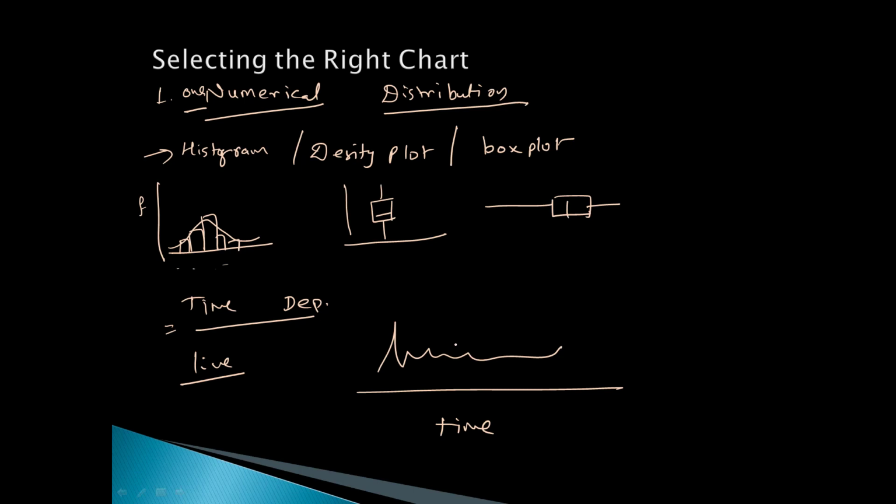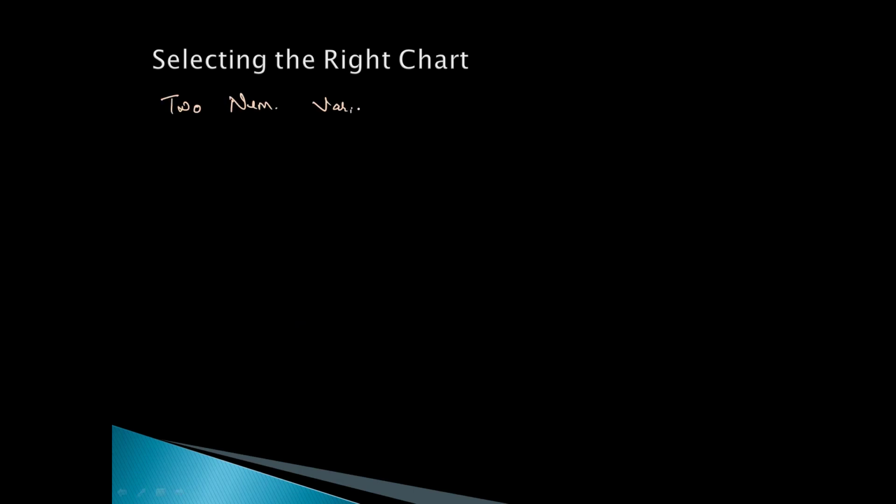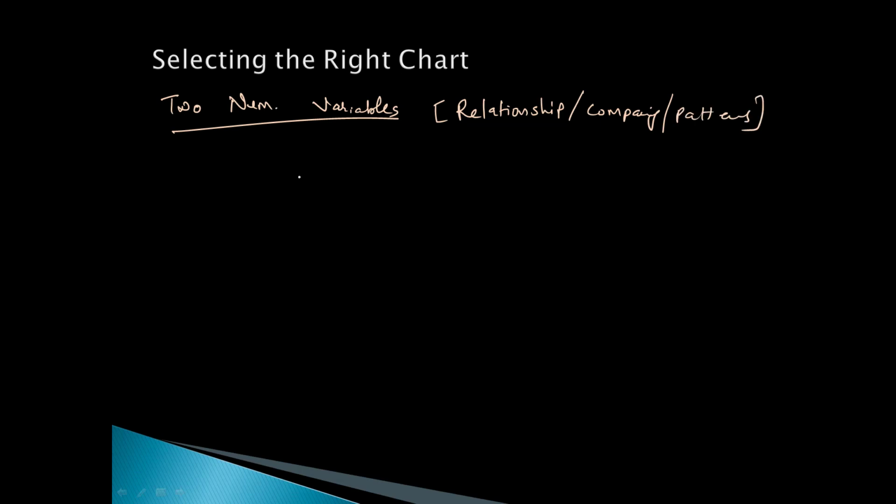Now let's talk about two numerical variables. When you have two numerical variables, most of the time you are interested in finding out the relationship between the variables. Sometimes you are interested in comparing the variables, how they behave with respect to each other, and sometimes you are interested in looking at the pattern of both variables with respect to time. So depending upon your objective, you will choose the visual. If you want to find out patterns in numerical variables, again you can use a line chart. This time you can use multiple lines: 2 lines for 2 numerical variables and 5 lines for 5 numerical variables.